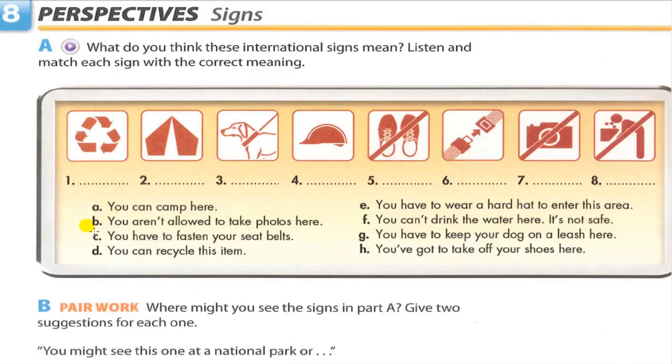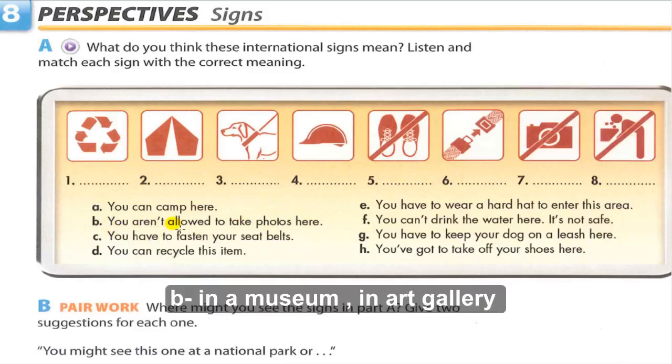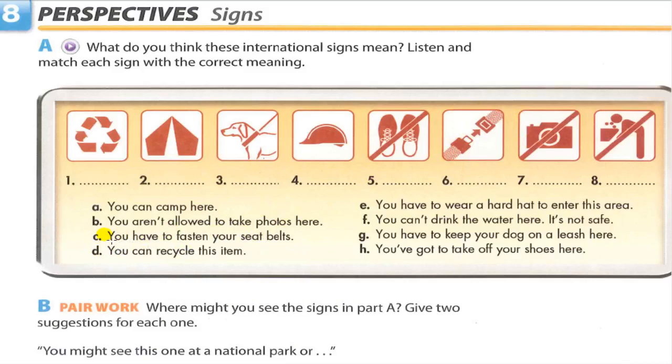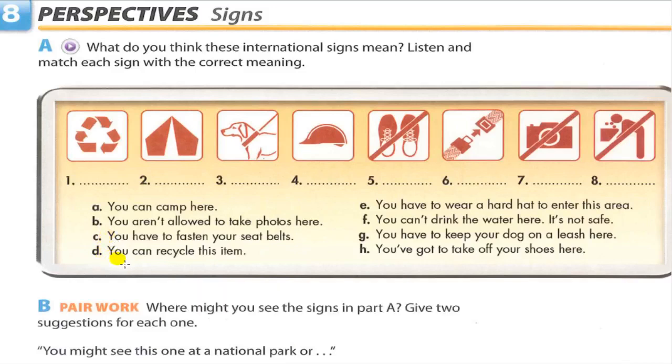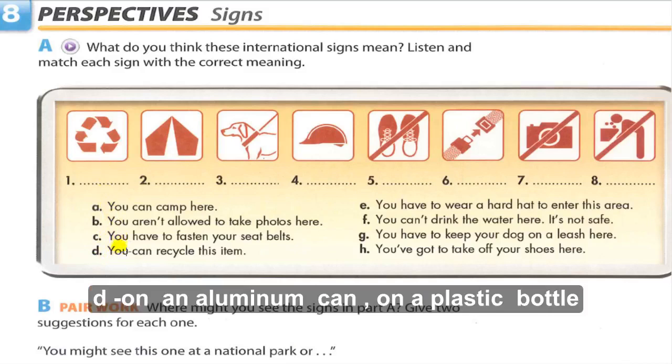2. You're not allowed to take photos here. So this picture, you're not allowed to take photos here. Where can you find this? In a museum, in an art gallery. 3. C. You have to fasten your seat belts. This picture. On an airplane, in a taxi. 4. You can recycle this item. On an aluminium can.